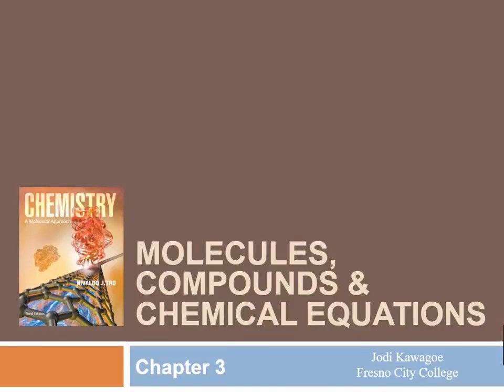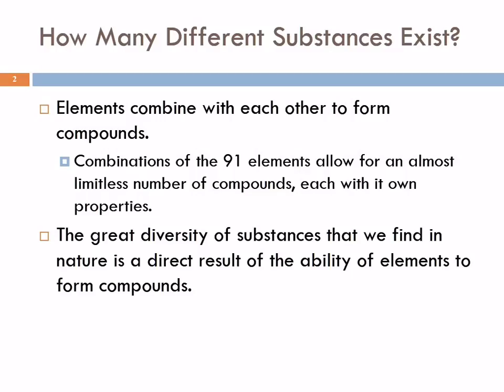Chapter 3, Molecules, Compounds, and Chemical Equations. How many different substances exist? Any idea? Pure substances. Not a lot. 200,000 is probably closer.